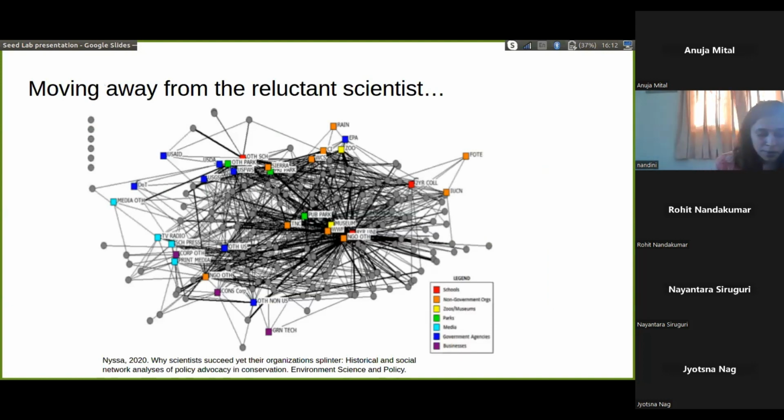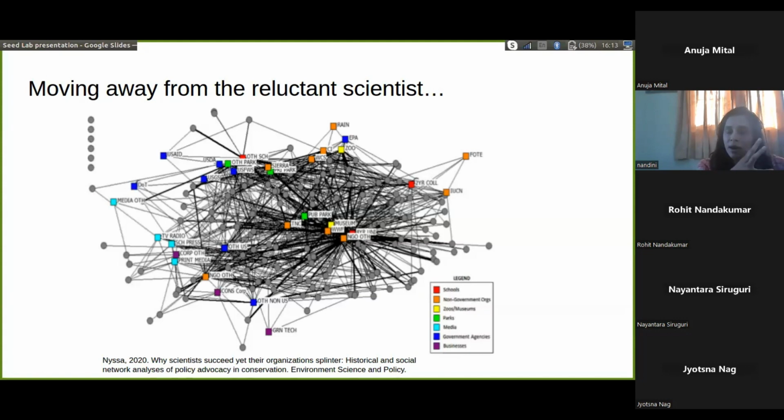So the first thing is, in terms of present day alliances and present day realities, I often like to refer to this paper by this anthropologist, and the title of the paper is pretty relevant too. It's called "Why Scientists Succeed, Yet Their Organizations Splinter: A Historical and Social Network Analysis of Political Policy Advocacy and Conservation." She has done a larger ethnographic project where she's conducted a present-day social network analysis of scientists. And this also ties back to the history of repeated splintering in the Ecological Society of America.